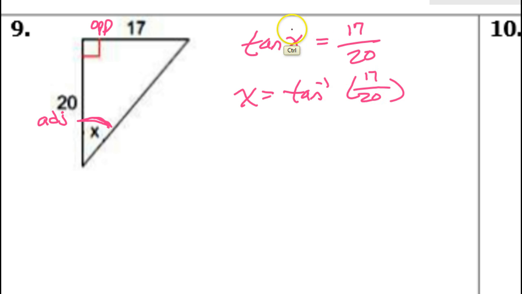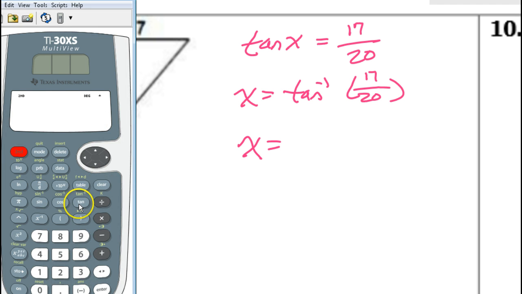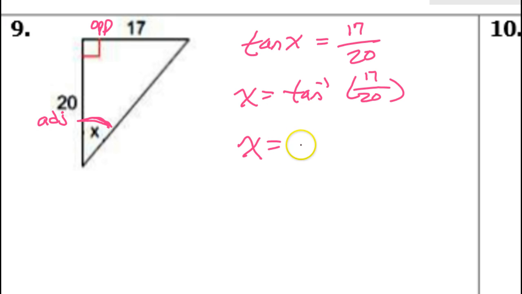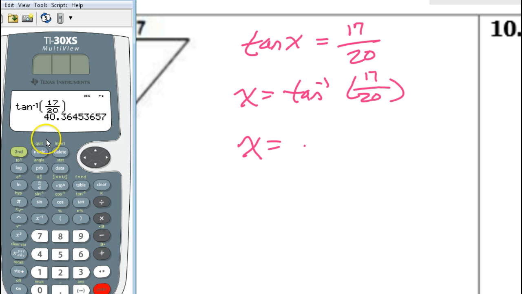All right, this is how you get the angle out of a trig function. So you can just put this in your calculator. All right, I'm getting, whoops, I didn't really look at it. 40.365. Got to round up because the next number is 5 or higher. 40.365.